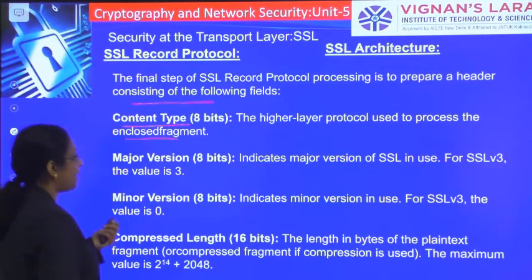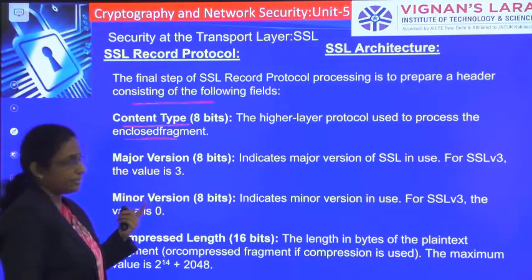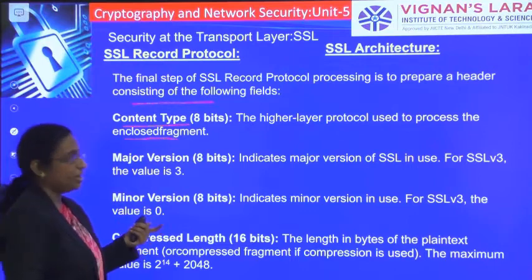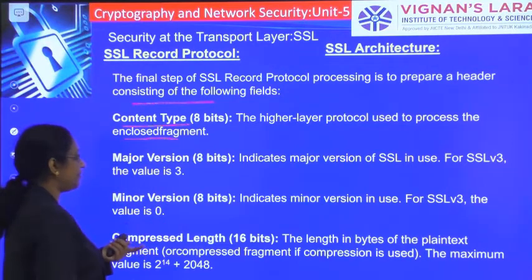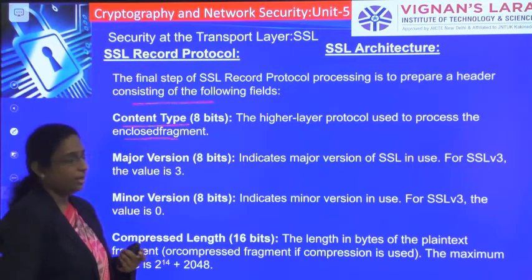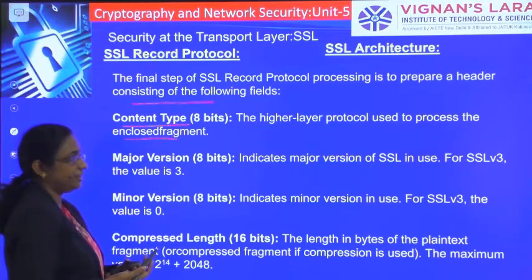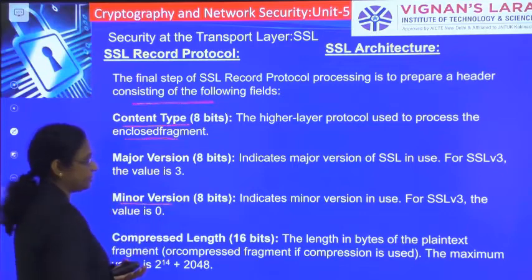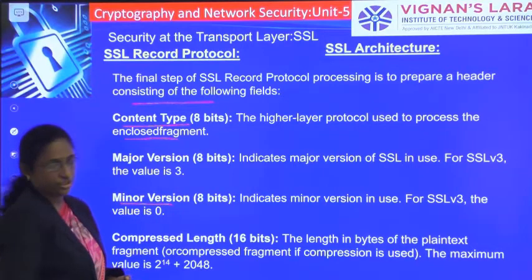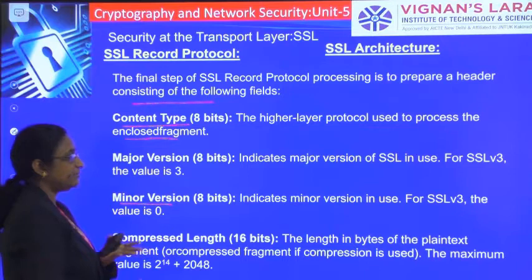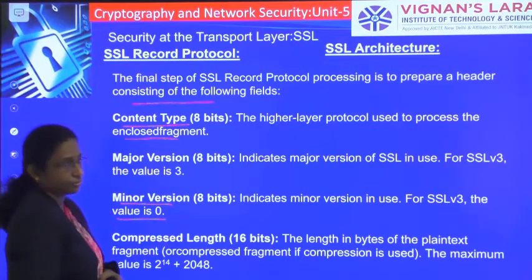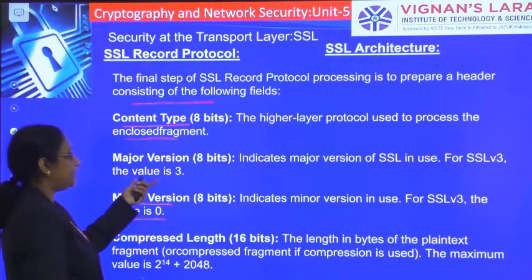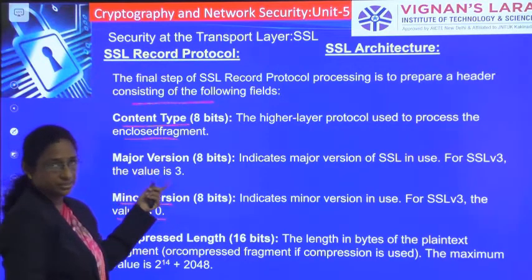Similarly, you have the major version. This major version indicates the major version of the SSL in use. For example, for SSL v3, the value is 3. Similarly, the minor version indicates the minor version in use. For SSL v3 the minor version is 0. So the value for the minor version is 0 and the value of the major version is 3.